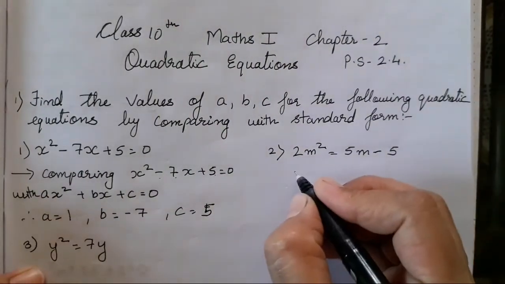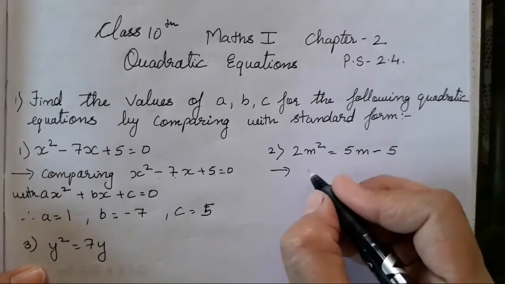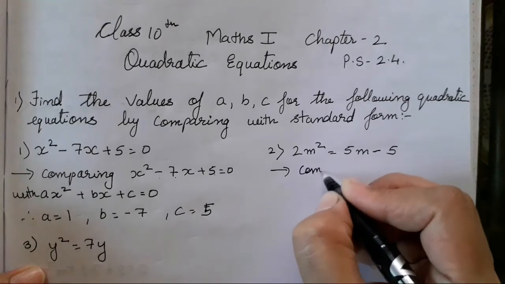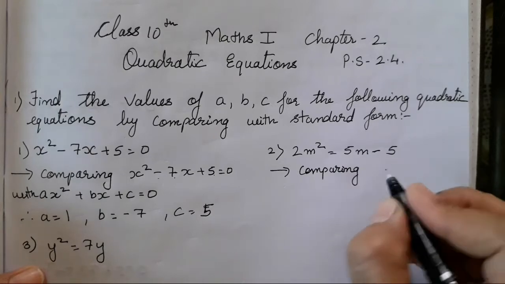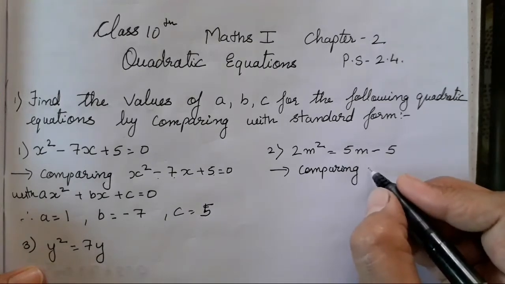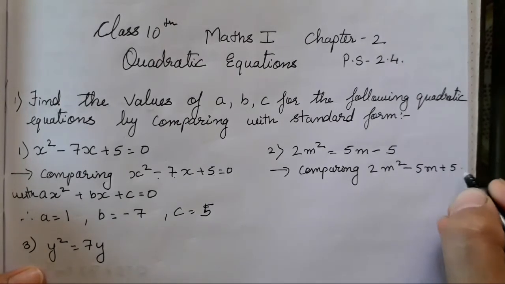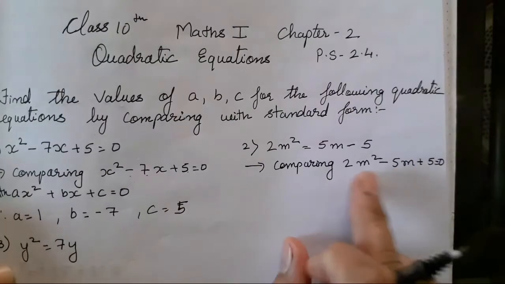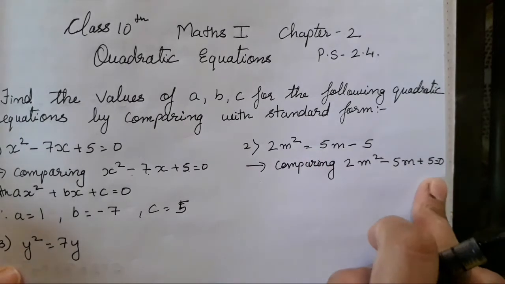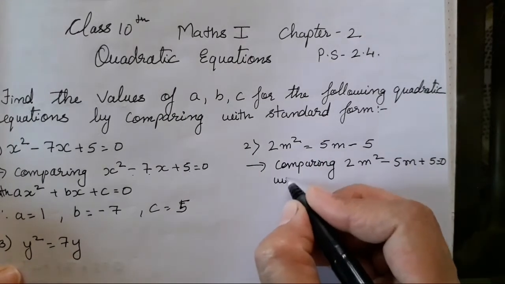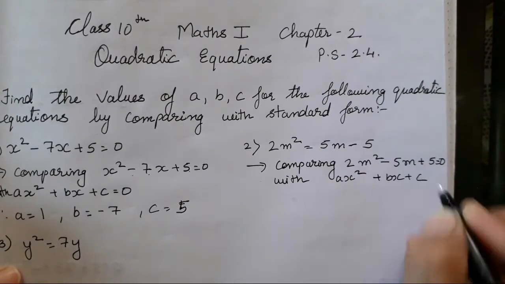Now next is again the same, comparing with the standard form. First we will write it in the standard form, and then we will compare it. Comparing 2m square minus 5m plus 5 is equal to 0. Got it, children? What we have done is we have taken all the numbers and the variables to the left hand side and 0 has been added. Now it is compared with ax square plus bx plus c.